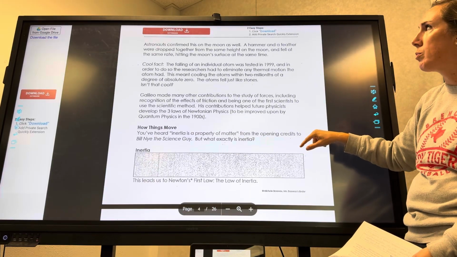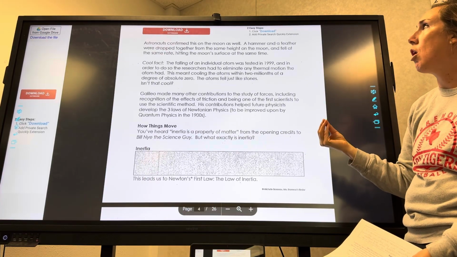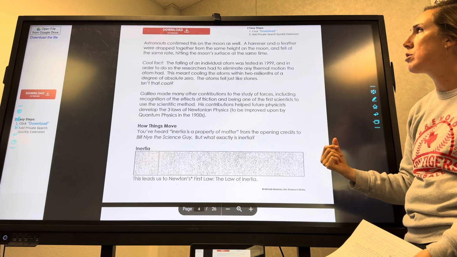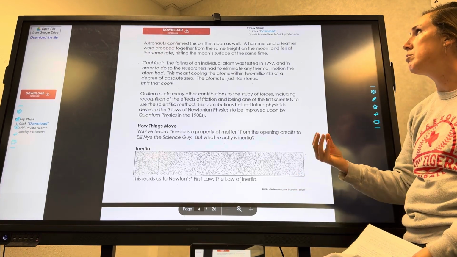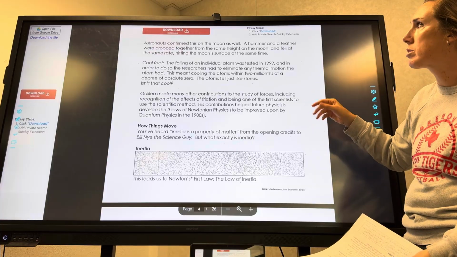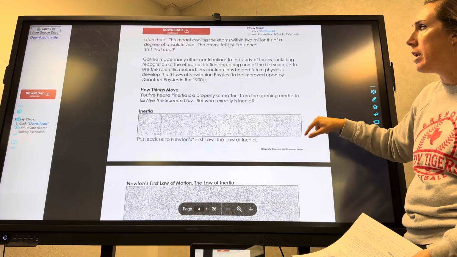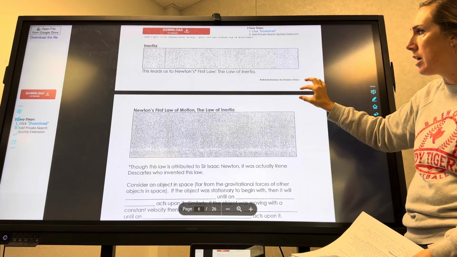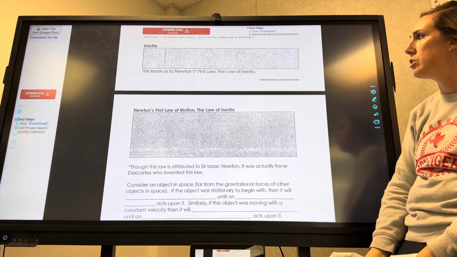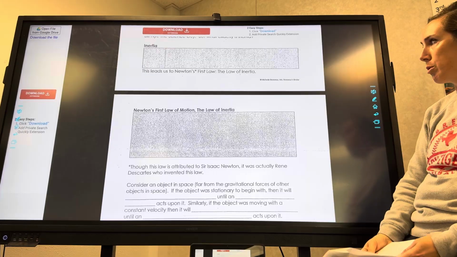Okay, and then also we talked about, for example, on the moon, a hammer and a feather were dropped together from the same height and fell at the same rate, hitting the moon's surface at the same time. So that was confirmed on the moon. Now, how do things move? We started with inertia, and we're transitioning into Newton's first law of motion.